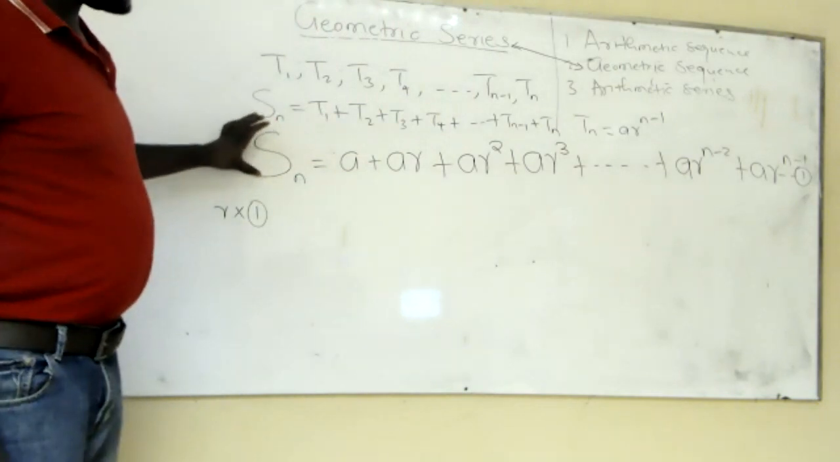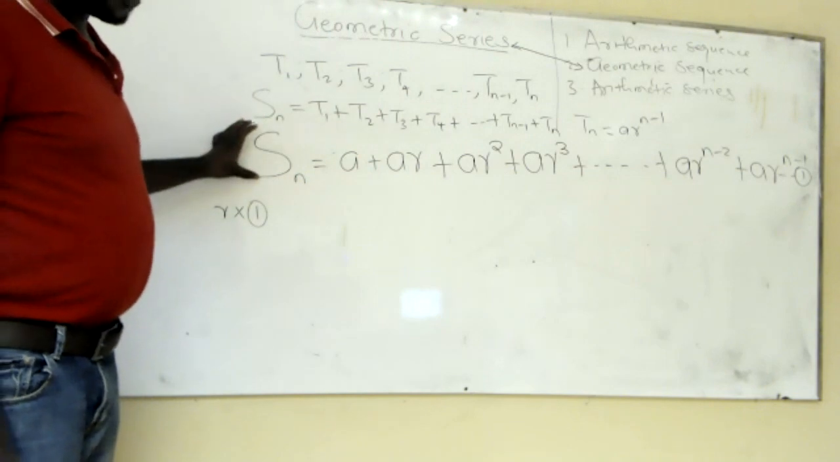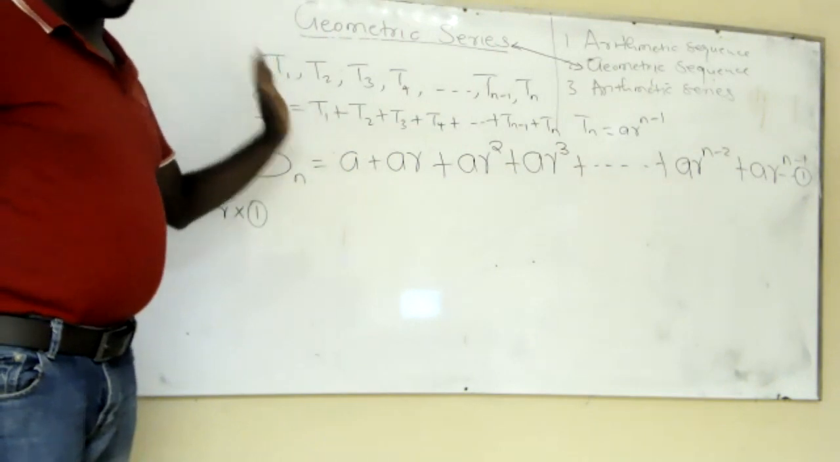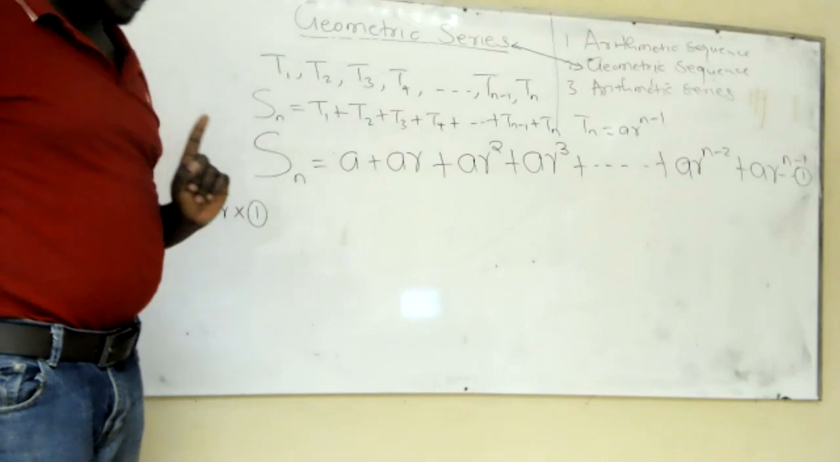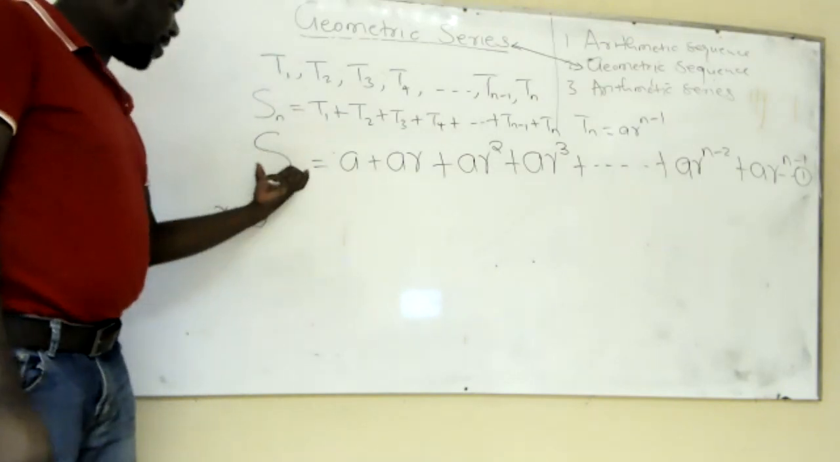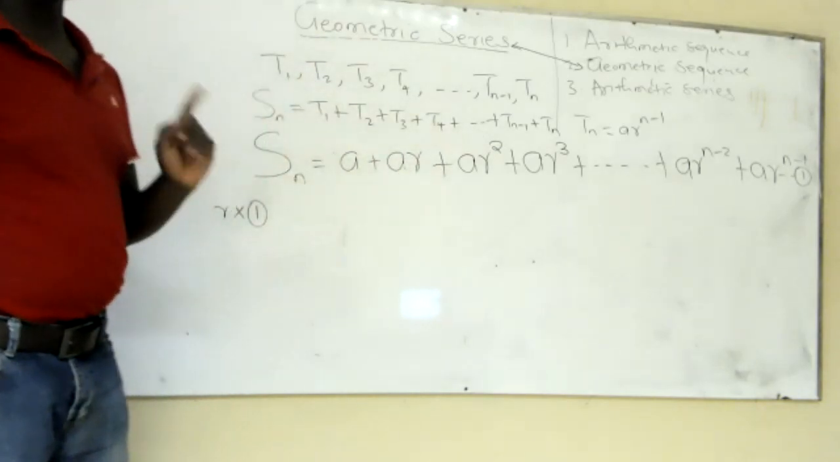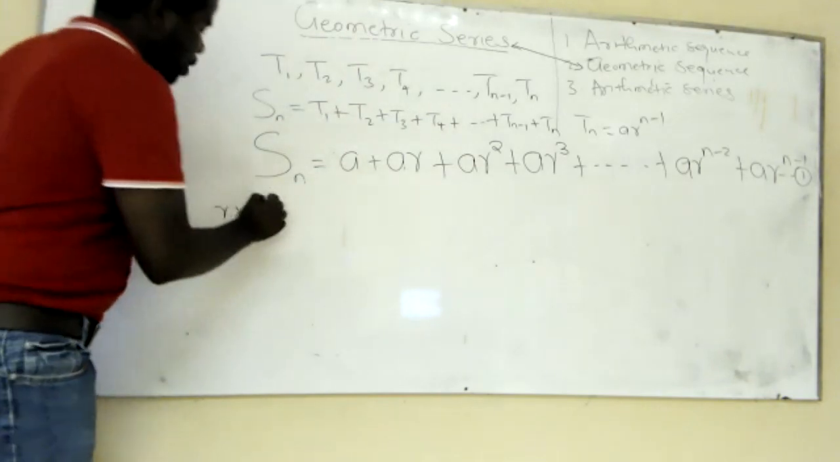We now have equation number 1, né? So on that equation number 1, all the terms on that equation, we are going to multiply them by what? By r. This r we have here is going to multiply all the terms. This is the first term, second term, third term, fourth term. We are going to multiply all of them by r. So let's multiply them and then you will see what you have.